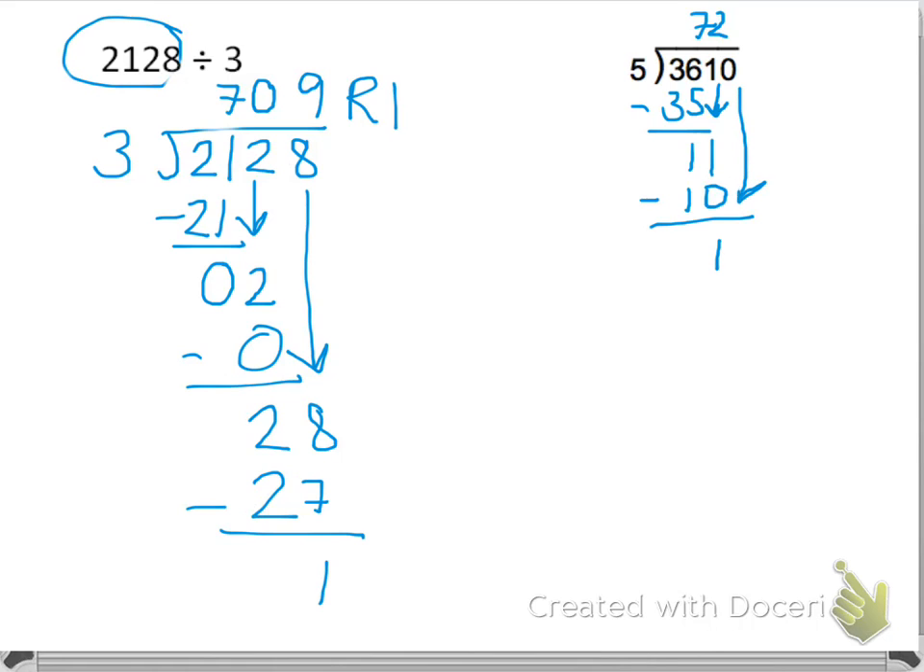Bring down that 0, and we get 10. How many times can 5 go into 10? It goes in twice. And 2 times 5 is 10. So we subtract it and get a 0. So our quotient would be 722.